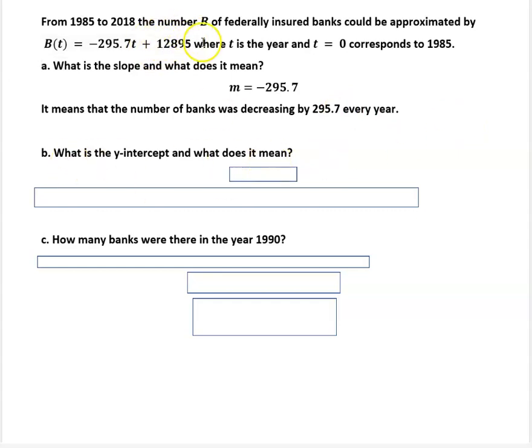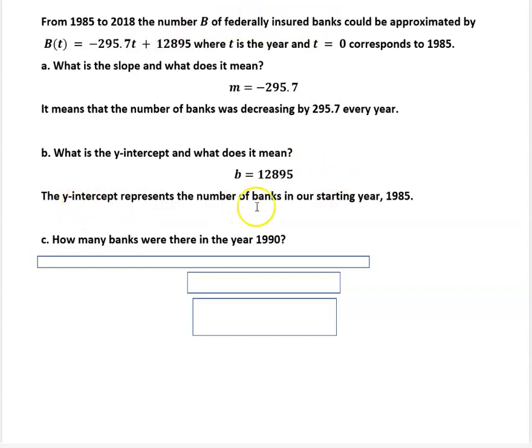What's the y-intercept and what does it mean? Remember, the y-intercept is always here at the end of the equation, and this is always our starting point. And so we use the lowercase b to represent y-intercept. So that's 12,895. And what does it mean? It means that in 1985, when we first started, this was the number of federally insured banks. It represents the number of banks in our starting year, 1985.